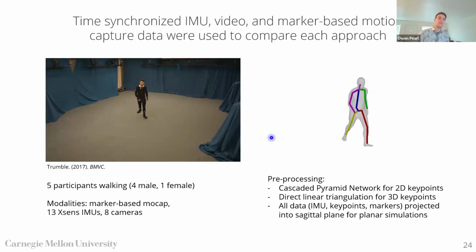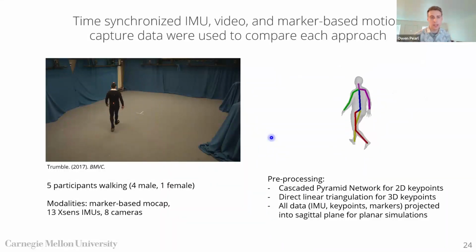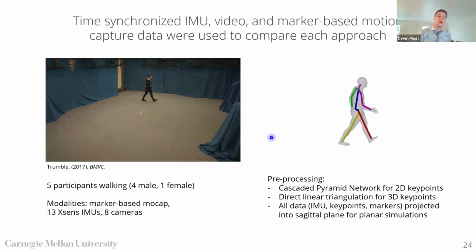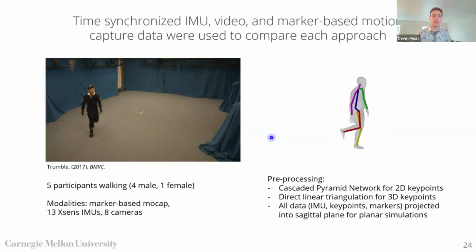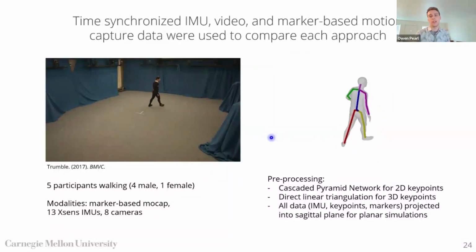To test these hypotheses, I used time-synchronized IMU, video, and marker-based motion capture data to assess each of these techniques. For the computer vision component, I used the cascaded pyramid network, which was state-of-the-art at the time for 2D key point feature detection, and then I triangulated them into 3D space using a weighted direct linear triangulation. All the simulations were done in the sagittal plane to make things quicker.